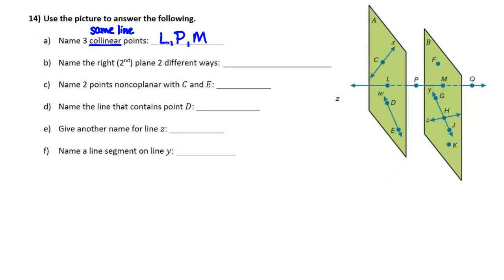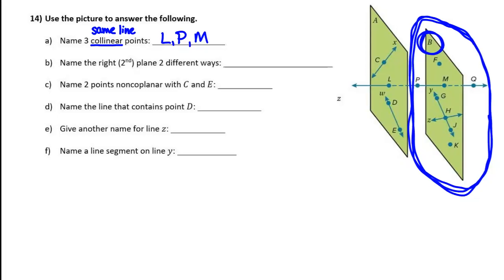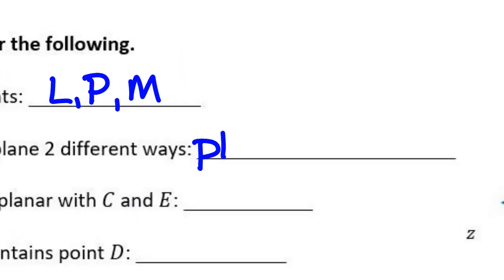Name the right second plane 2 different ways. So we're looking at this plane right here. Does anybody see a capital letter with no dots next to it? B, right up here at the top. So we can call this plane B. You have to write the word plane and then a capital B.